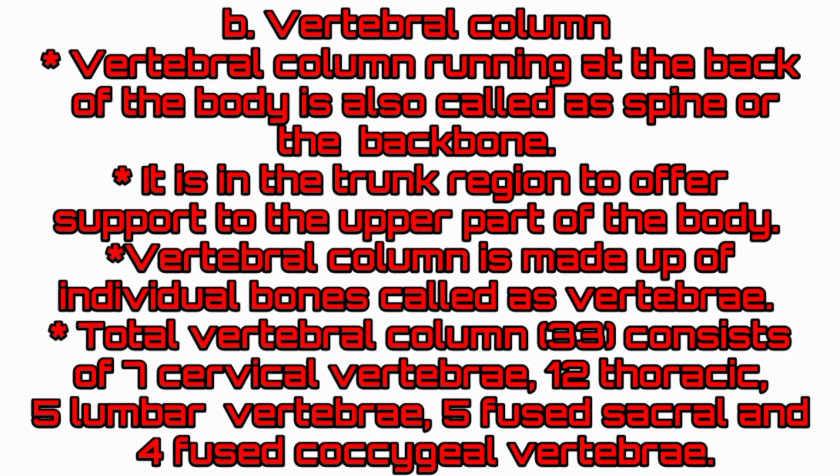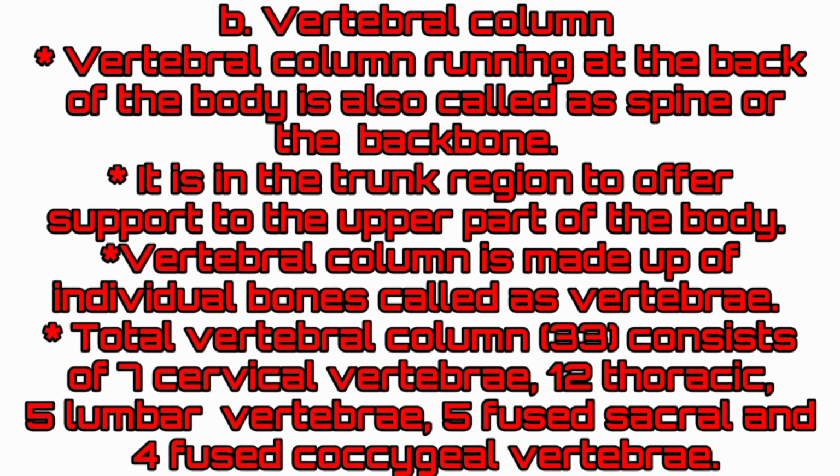Vertebral column. Vertebral column running at the back of the body is also called a spine or the backbone. It is in the trunk region to offer support to the upper part of the body. Vertebral column is made up of individual bones called vertebrae. Total vertebral column, that is 33, consists of 7 cervical vertebrae, 12 thoracic, 5 lumbar vertebrae, 5 fused sacral and 4 fused coccygeal vertebrae.